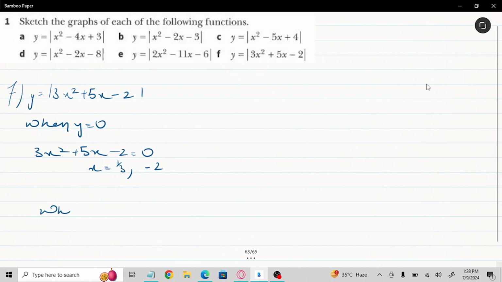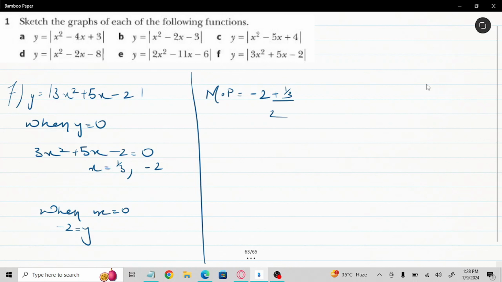So again, similarly, we have to find the y coordinate when x is equal to 0. That's going to give us 0 plus 0 minus 2, which is -2. Again, find the midpoint so that we can find the stationary x value. And -2 plus 1 upon 3 divided by 2. I'm going to solve this directly with the calculator. -2 plus 1 upon 3 divided by 2 gives us -5 upon 6. -5 upon 6 is actually equal to -0.83.